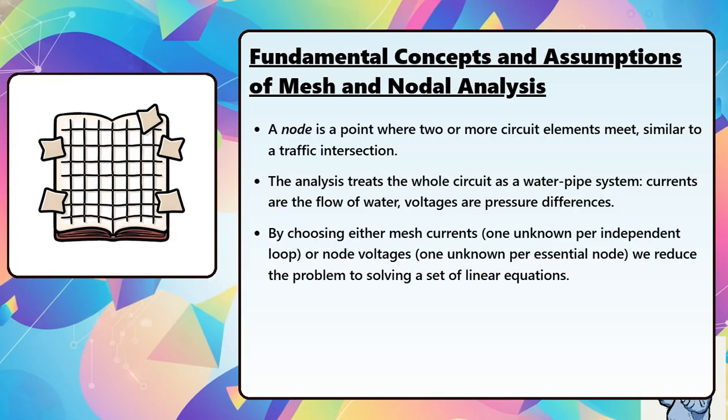By choosing either mesh currents, one unknown per independent loop, or node voltages, one unknown per essential node, we reduce the problem to solving a set of linear equations.